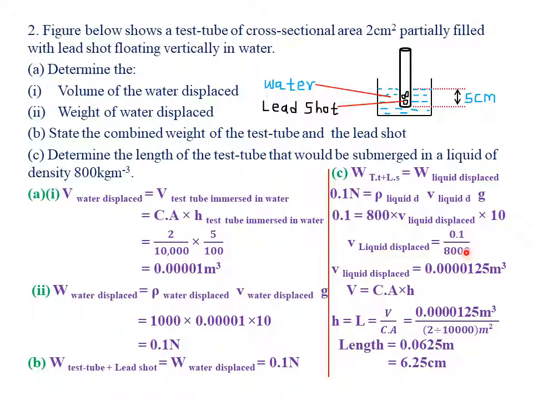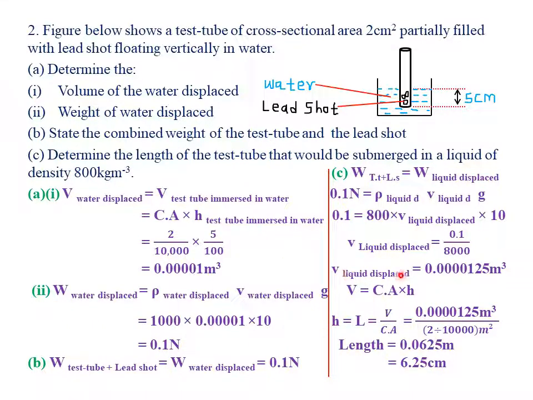So this will give me the volume of the liquid displaced to be 0.1 over 8,000. You'll obtain 0.0000125 cubic meter. So this is the volume of the liquid that was displaced. And remember, we are told to determine the length of the test tube that will be submerged. So we know that the volume of the liquid displaced must be equal to the volume of the test tube that is submerged within that particular liquid.